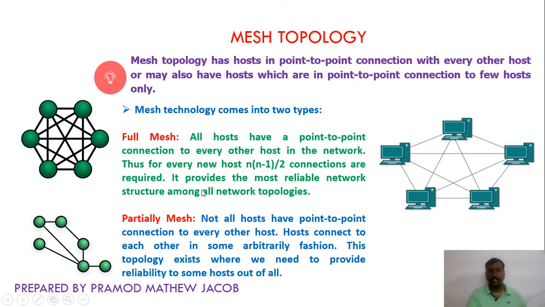In partial mesh, there may not be a connection between all the hosts in that particular network. See, in this network, there is no connection between this node and this node, this node and this node, etc. But usually most of the computers in that network are connected with each other. This topology exists where we need to provide reliability to some hosts out of all the hosts in the network.